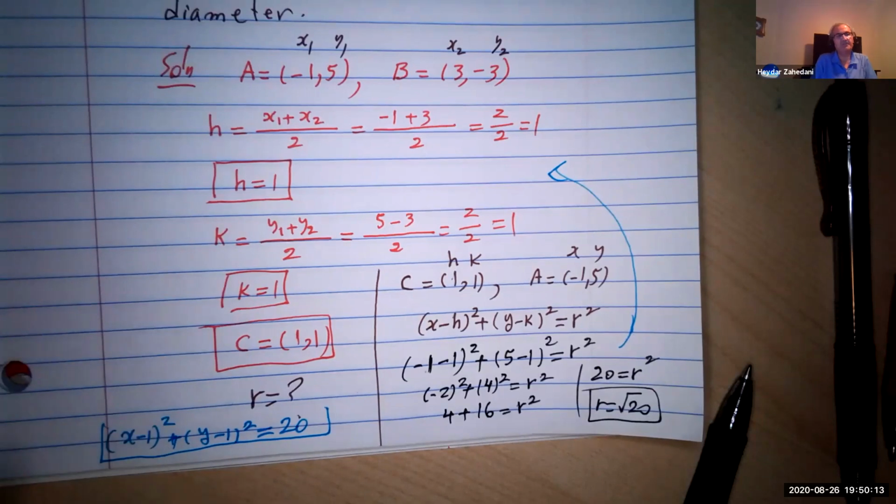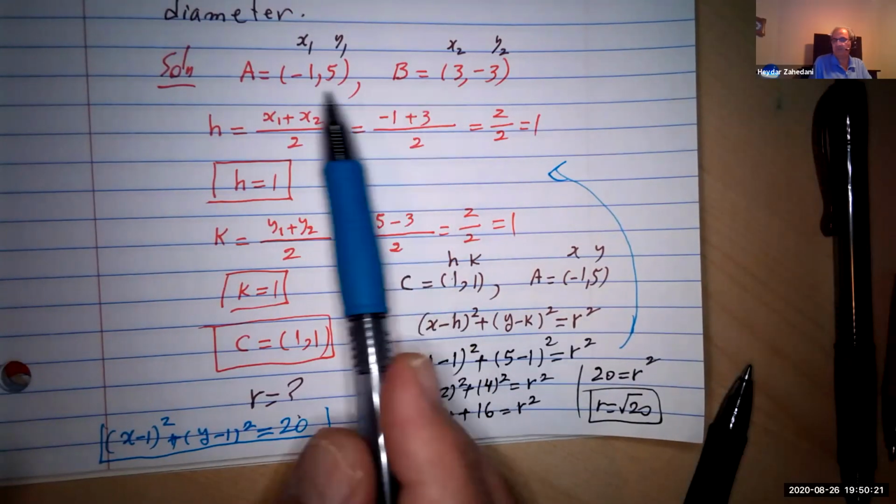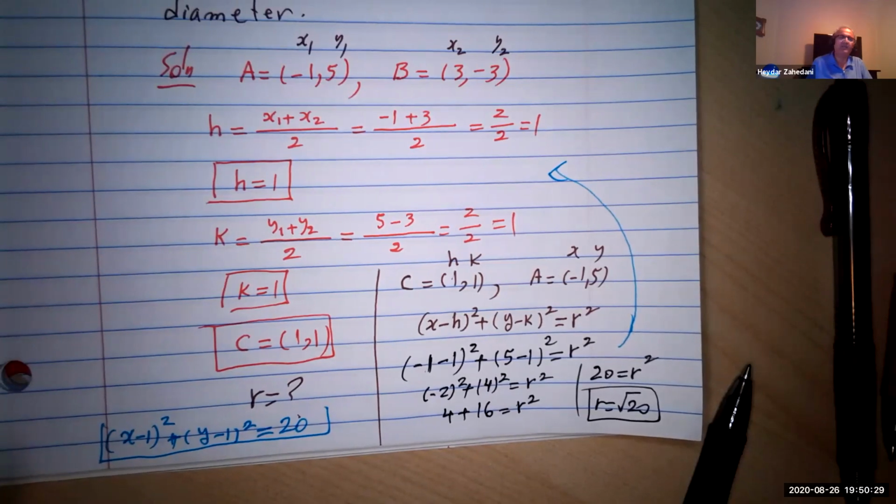I told you the other option is finding a distance between A and B. Use the distance formula, find the distance between A and B, and then you divide it by 2. You get the same answer. Both of them would be the same. Okay, any question?